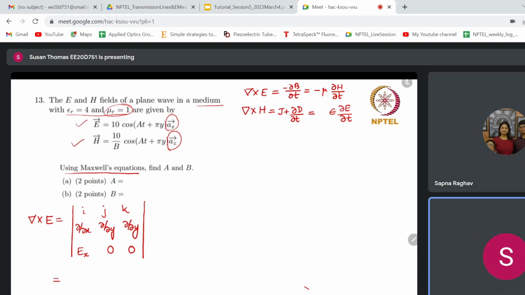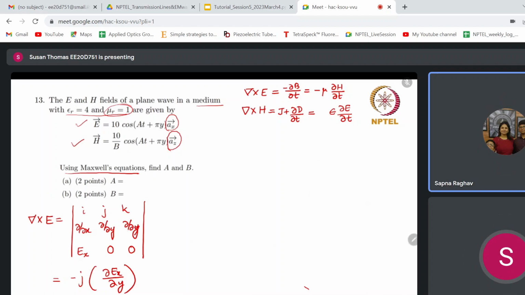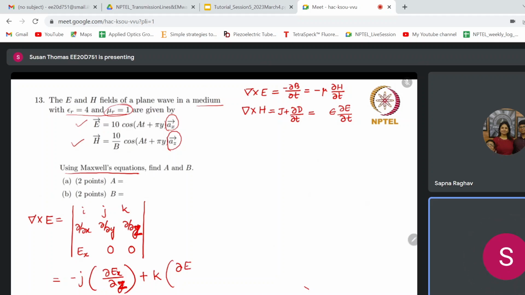So what is del cross E? Minus j into dou Ex by dou y. Sorry, this is dou z, I made a mistake here. So minus j into dou Ex by dou z. Next is plus k into dou Ex by dou y. There is a negative sign here.